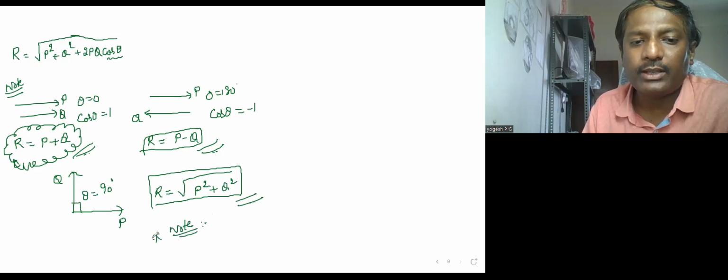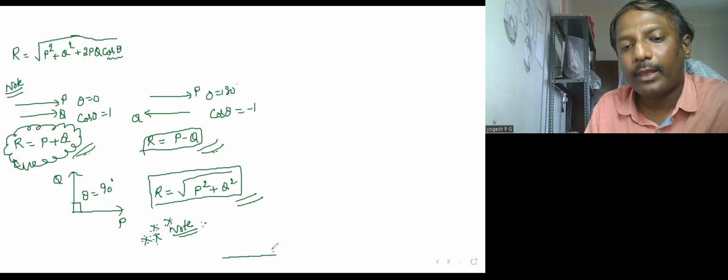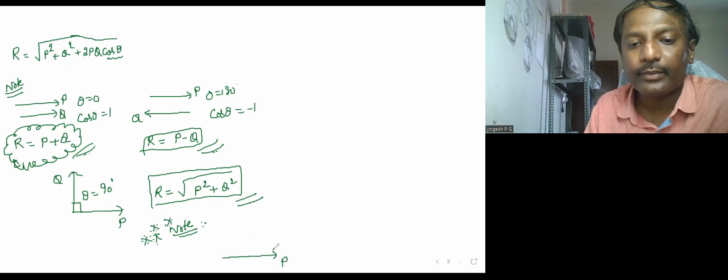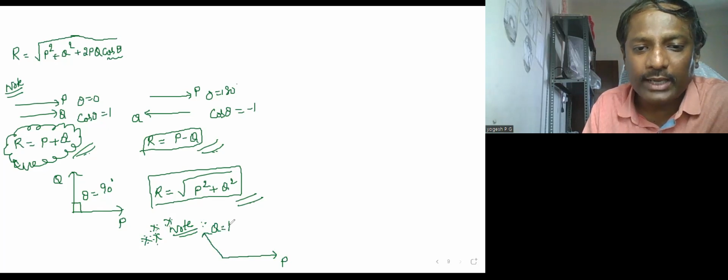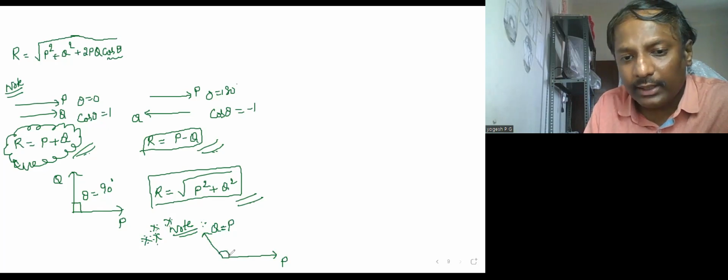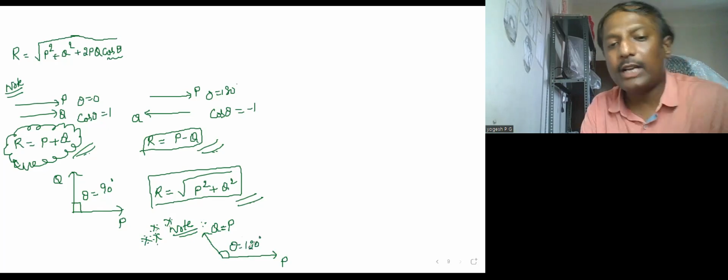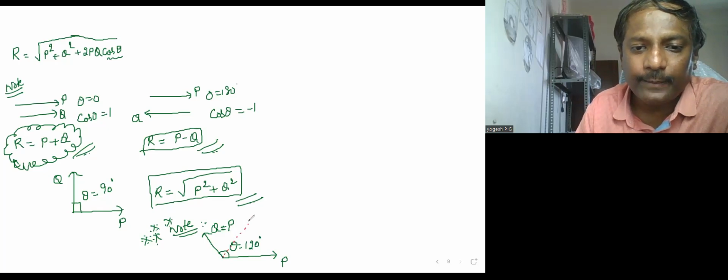This is very, very important. They may ask for fill in the blanks or in 1 mark MCQs like that. This is one vector P. I'm writing the second vector Q. I'm giving the Q vector also equal to P, so I'm considering equal vectors. But the angle between them is 120 degrees. So I want to find the resultant here. The resultant will act somewhere here. What is the resultant equal to?